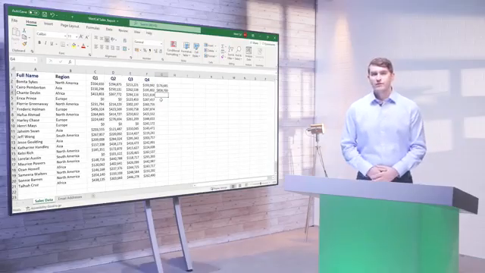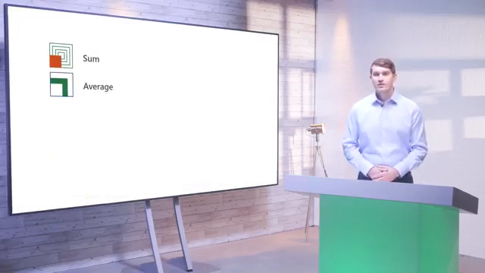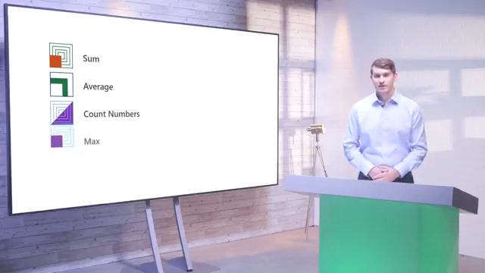Let's take a quick look at the functions available in the AutoSum menu. Sum adds values in a specified range. Average determines the average value in a range. Count numbers determines the number of cells that contain a numeric value in a range. Max finds the highest value in a range, and min finds the lowest value in a range.